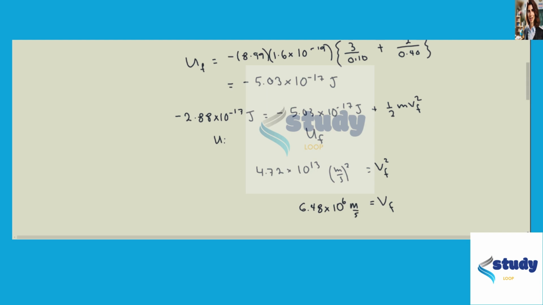So yeah, electrons do move fairly quickly. Let me check my numbers one more time. 6.87, beg your pardon. I thought that looked a little funny. There we go.